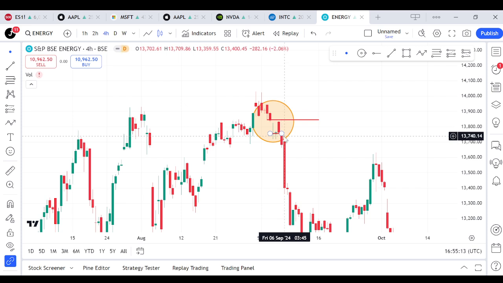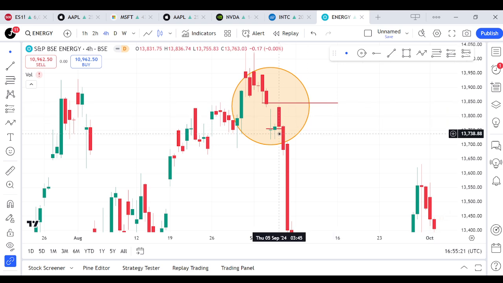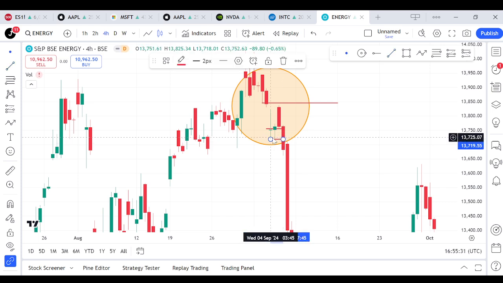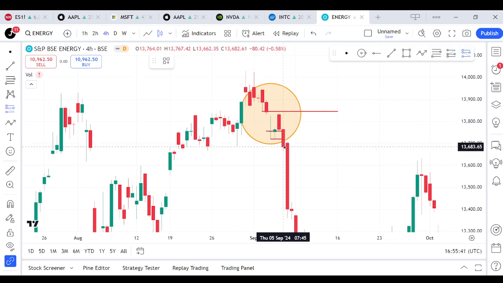The optimal entry point comes after the formation of the second green candle. So after the formation of that second green candle, you should look for the next couple of candles closing below the second green candle, or closing below the 2 green candles. So when you have that confirmation and price closes, you should be looking to take your sell trade.